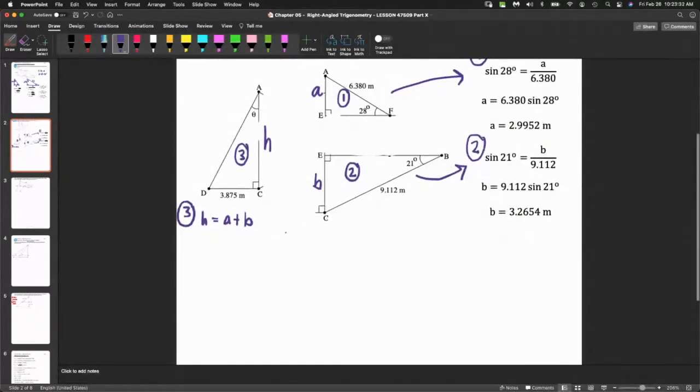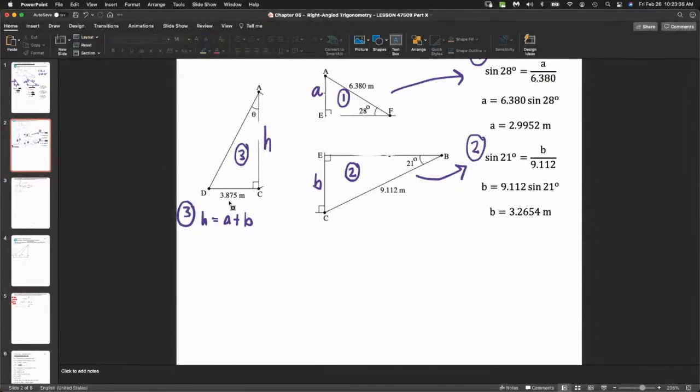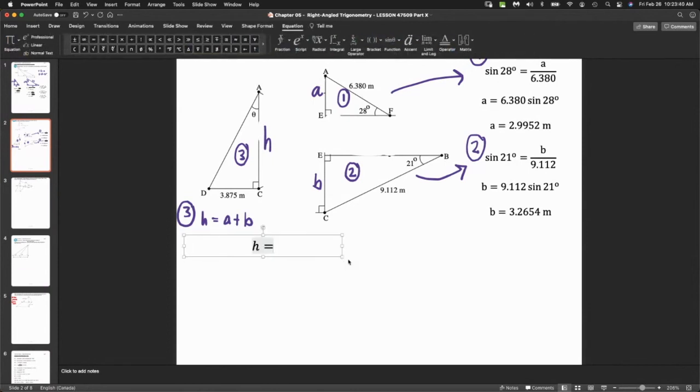So let's scroll down just enough so you can have it on your screen at home. And let's get H here. So this is like the easy step. H equals A plus B. So 2.9952 plus, so I got H is equal to, what'd you get? 6.2606. I scribbled this on a piece of paper, so hopefully I did it right. Looks right. Okay.